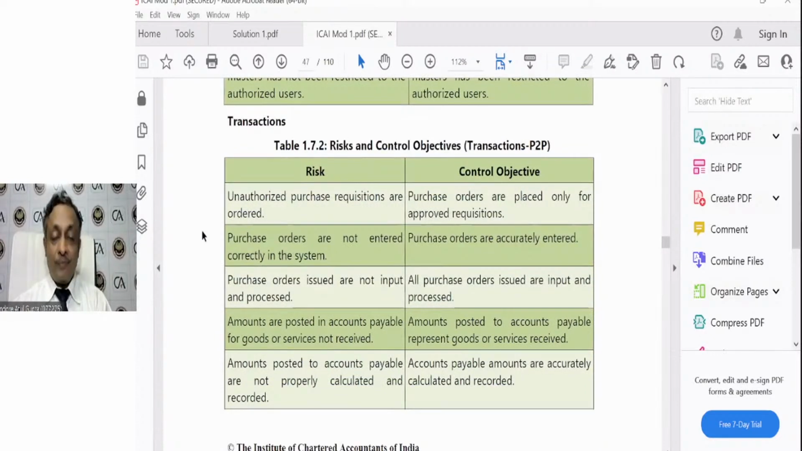So the first disaster. Transaction. Unauthorized purchase requisitions are ordered. Now, please recall the discussion we had on day one. I'm doing it again because someone had a question about audit trail. So take this as an example of an audit trail. Purchase voucher, you have purchased something. Before you purchase, you give an order to the vendor. So you have a purchase order.